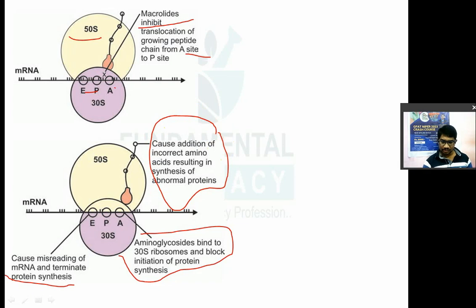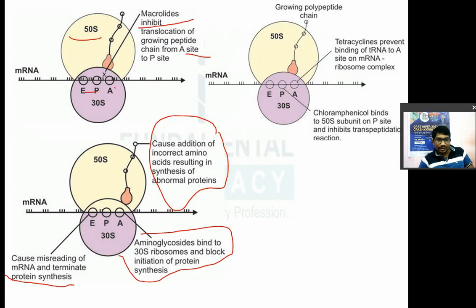Now we'll see the mechanism of action of chloramphenicol and tetracyclines. Chloramphenicol binds to the 50S ribosomal subunit at the P site and inhibits the transpeptidase reaction or enzyme. Tetracyclines bind to the 30S ribosomal subunit and inhibit protein synthesis. They block tRNA binding at the A site of the mRNA-ribosomal complex, preventing protein synthesis.